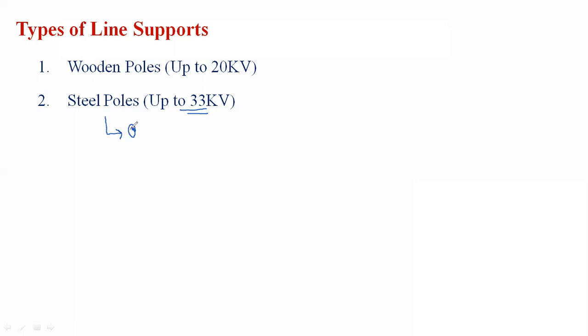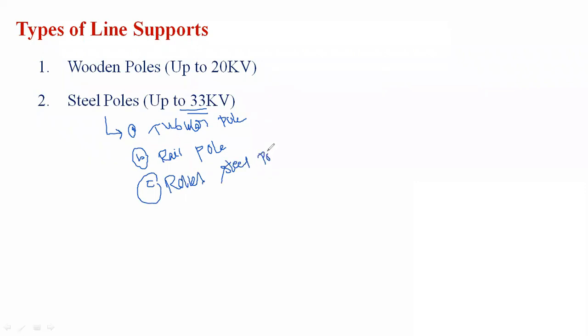One is the tubular pole, the second one is the rail pole, and the third one is the rolled steel pole. This is the steel pole.